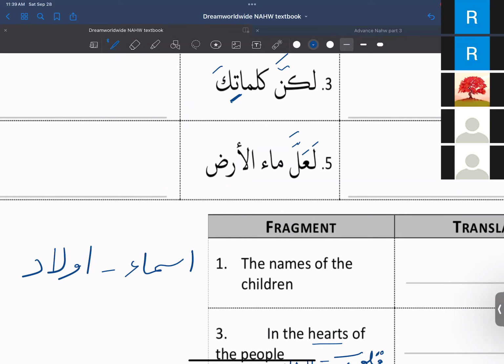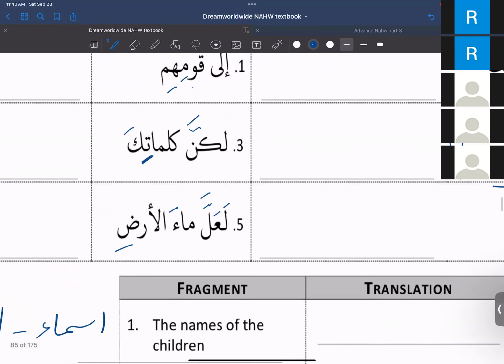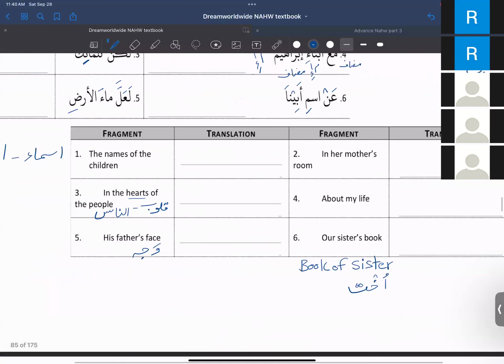Ma'al ardi. Okay, give me a breakdown. La'alla ma'a is ismo la'alla. Ma'a is idaf and al-ardi is idaf mudaf. Translate. La'alla is maybe, or perhaps, or hopefully. So hopefully water of the earth. Hopefully water of the earth.